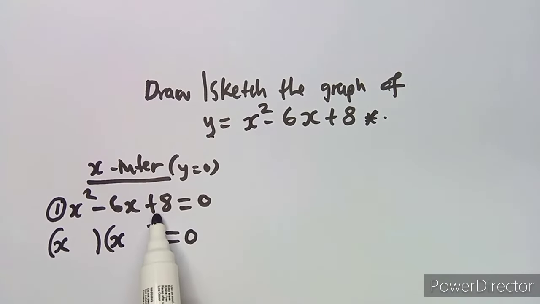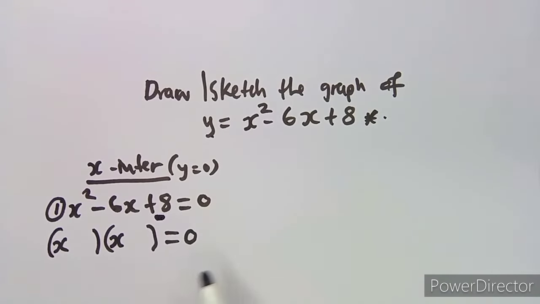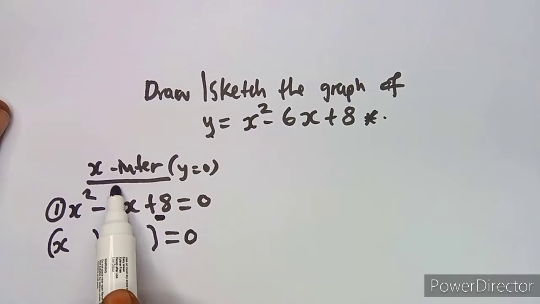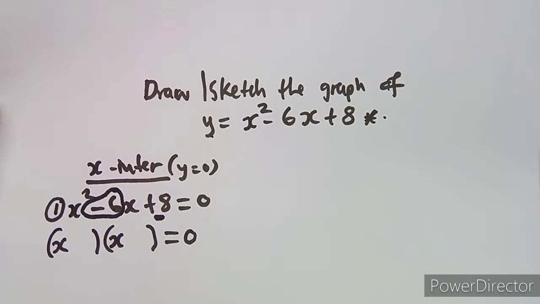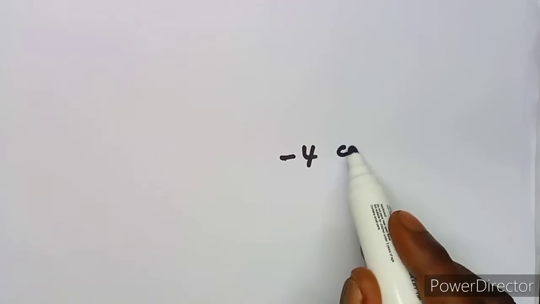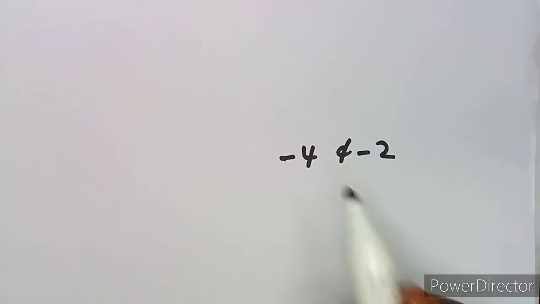So you're going to find the factors of 8. Which are the factors of 8? Two numbers that you multiply to obtain 8, but when you add, you must obtain -6. So which two numbers are we talking about? Okay, let's try these two numbers, -4 and -2.